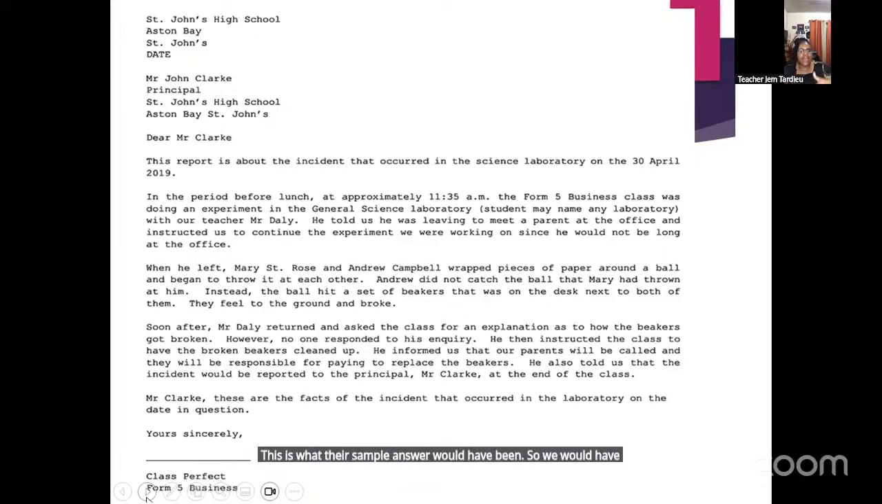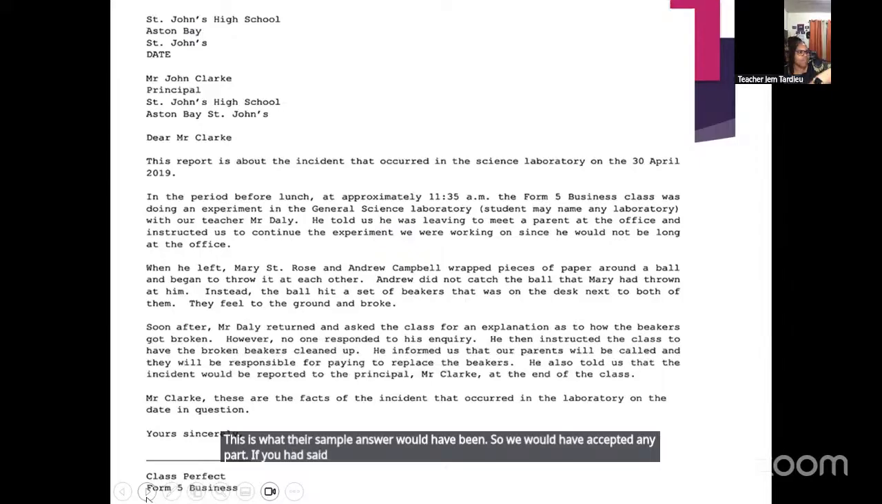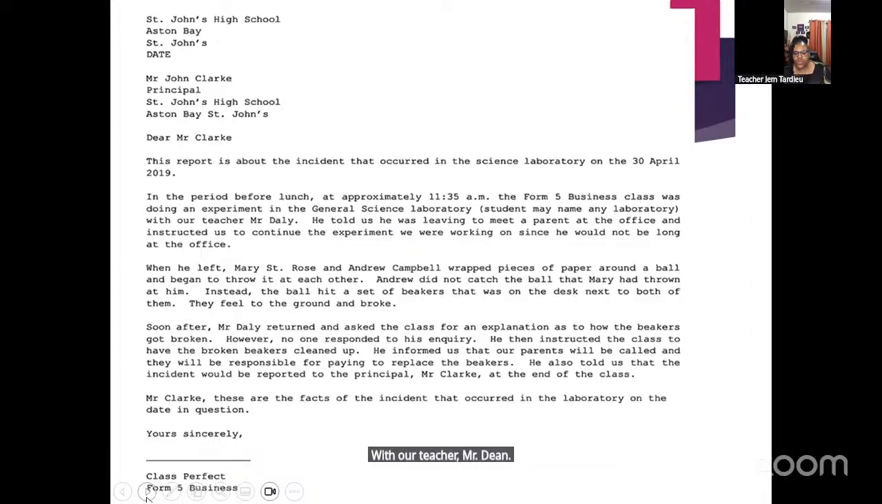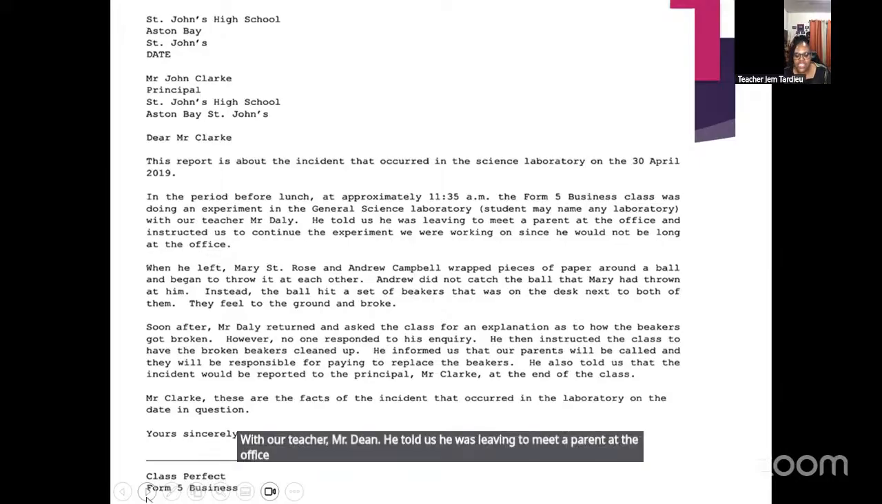If you had said in the physics lab, or in another lab, the P lab or something else, we would have accepted it. With our teacher, Mr. D. He told us he was leaving to meet a parent at the office and instructed us to continue the experiment we were working on since he would not be long at the office.